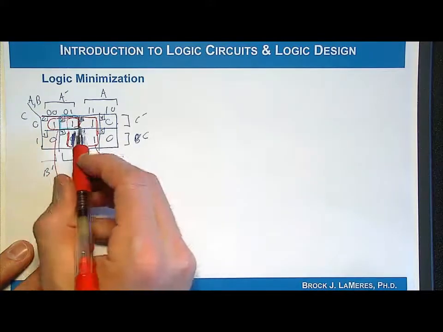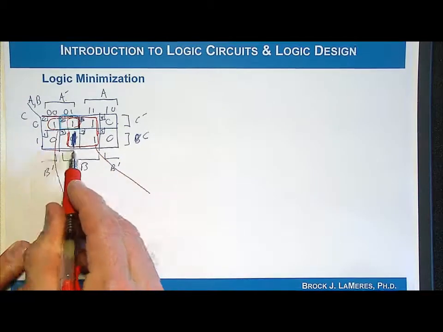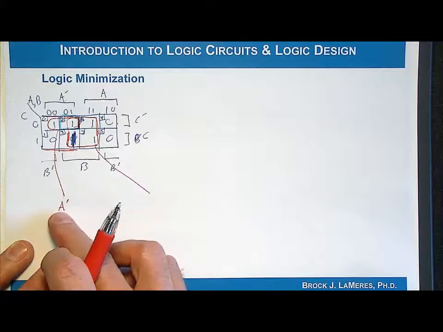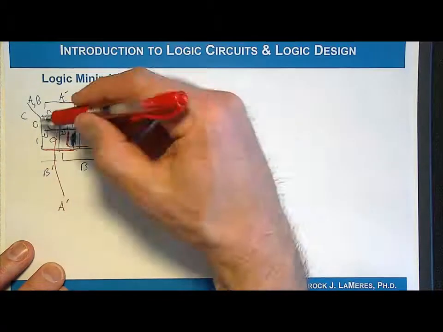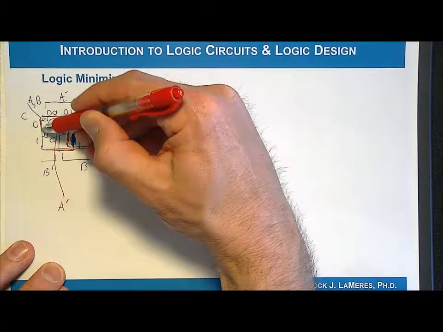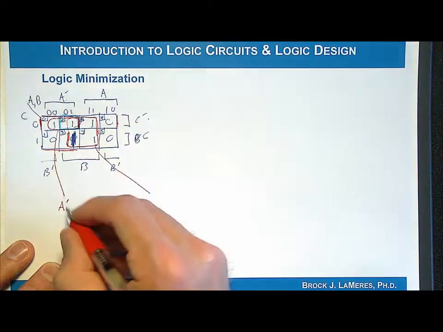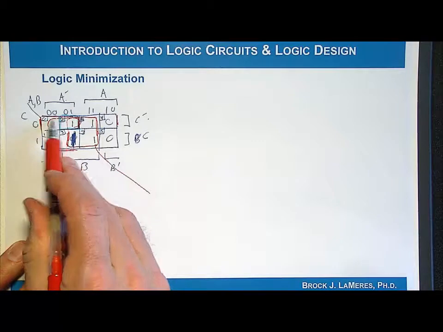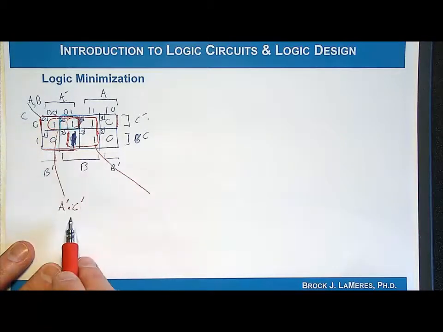The circle covers a region where B is both a 0 and a 1, or notice that it covers B and B naught, so I exclude it. So I have a situation now where I can exclude B from this product term. And then finally, it covers a region where C is a 0, which I bring in complemented, or C naught. So the product term for that circle that covers 0 and 2 is A naught and C naught.